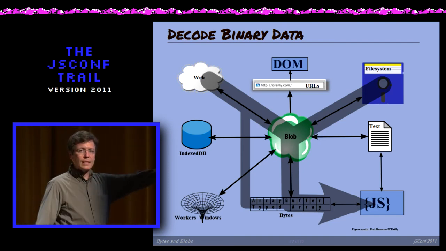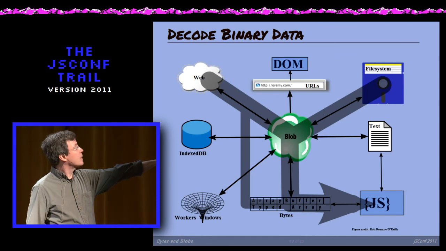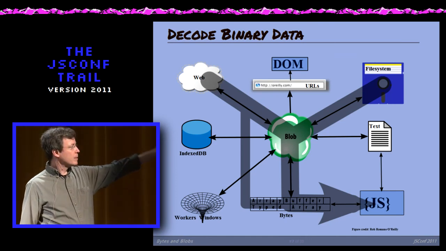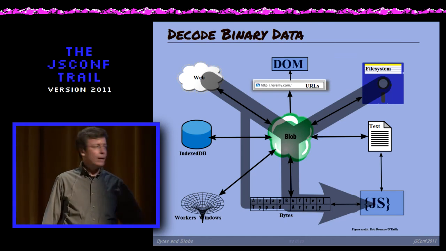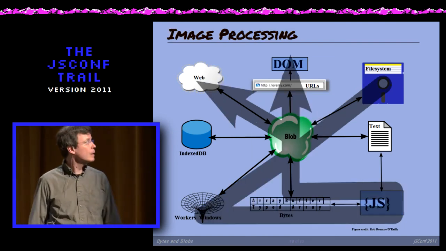Now, you'll notice there's one little side path here, where you can actually go from the web, bypass the blob, and go directly to an array buffer. And I'll show you that.